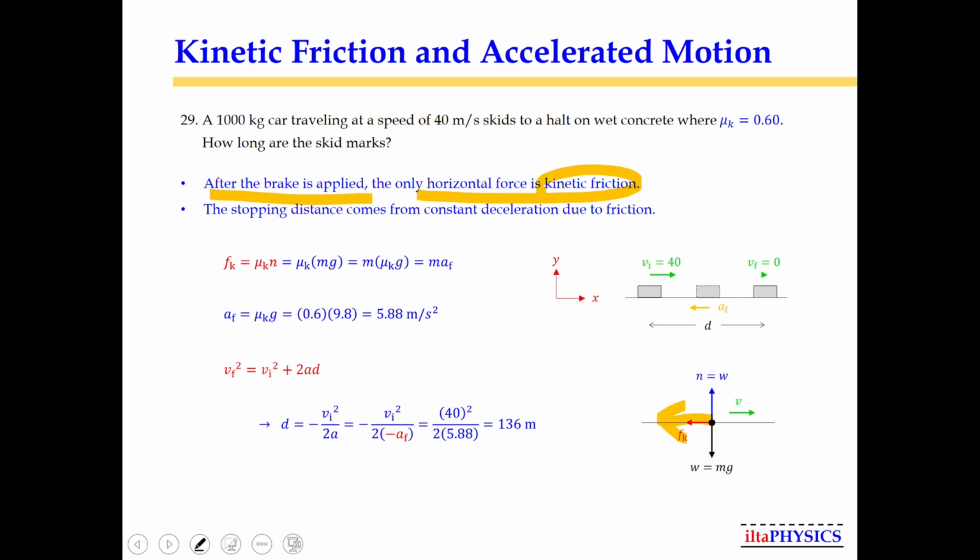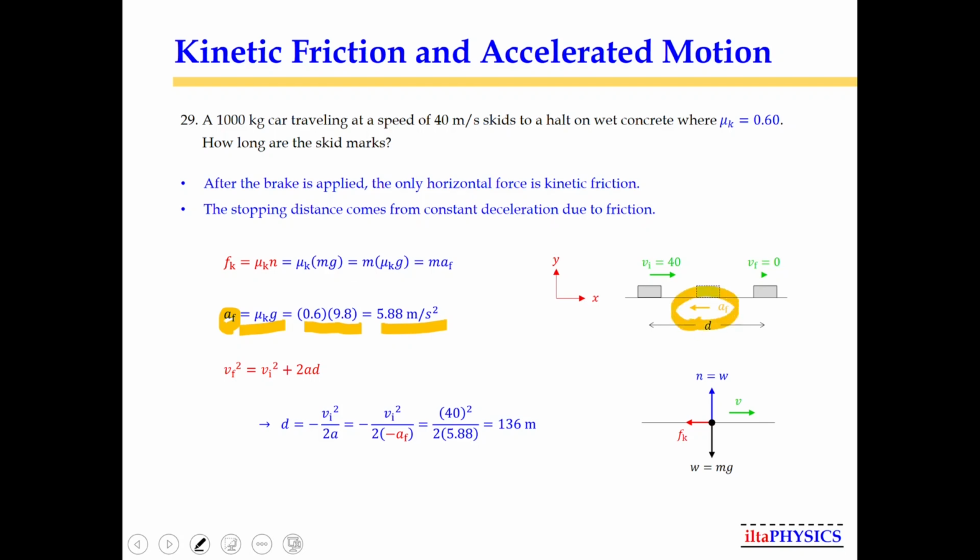First, kinetic friction can be calculated as the product of the coefficient of kinetic friction and the normal force, where the normal force equals the downward weight. If we simplify this, kinetic friction can be expressed as mass times the quantity of the coefficient of kinetic friction times the acceleration due to gravity. Therefore, the frictional acceleration caused by kinetic friction is 0.6 times 9.8, which equals 5.88 meters per second squared.